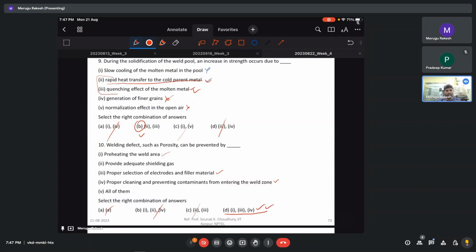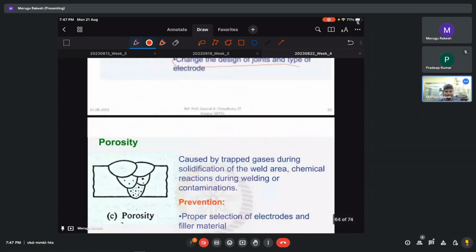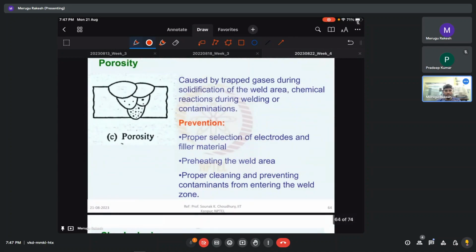Welding defects such as porosity can be prevented by preheating the weld, proper selection of electrode and filler materials, proper cleaning and preventing contaminants from entering the weld zone. So this is a defect that we discussed. So we don't have to think in a generalized fashion. Whatever is provided in our slides, we can limit our thinking to that.